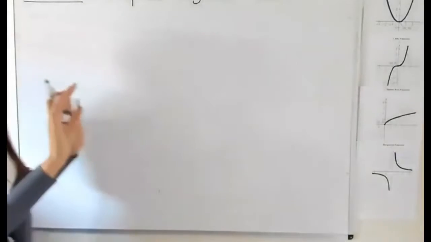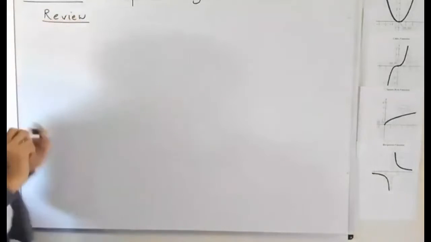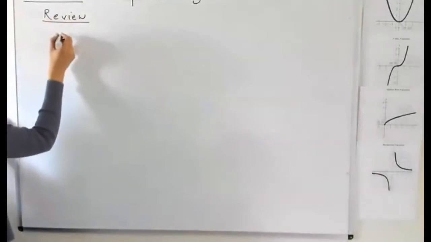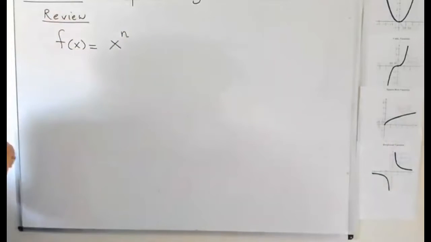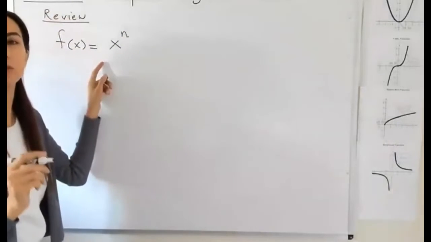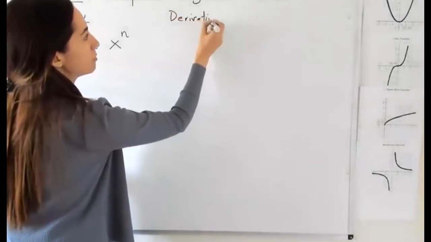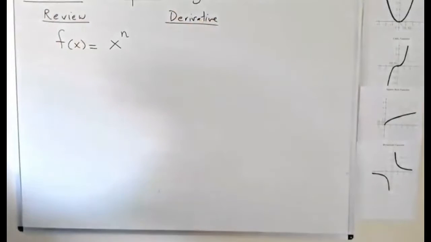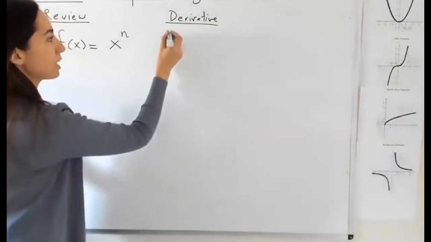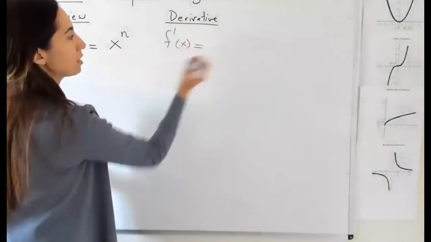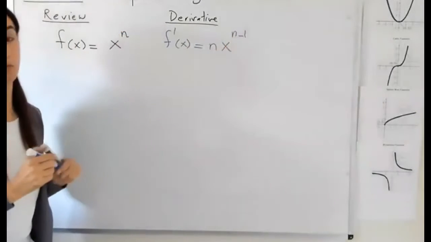So let's review a little bit, recall that. Suppose you have a function like f of x equals x to the n. So we learned how to take the derivative of this function. The derivative of this function is defined this way. We try to reduce the exponent. So we say that f prime of x is equal to n times x raised to n minus 1.